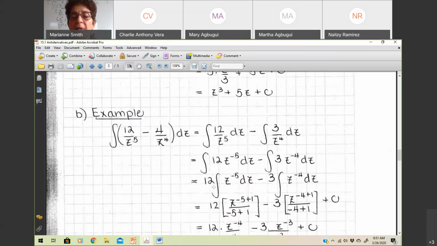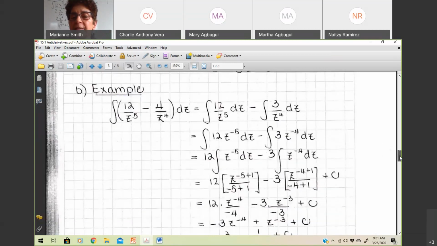Now I'm going to pull through the constants, so the 12 comes through the integral sign here, the 3 comes through the integral sign here, and now I'm in a position to use the power rule for integration on both of these. So I have z to the negative 5th. Now remember, I'm adding a 1, so the number is going to get less negative. Here's negative 5 plus 1. Then I have minus 3, and then I have z to the negative 4 plus 1 divided by negative 4 plus 1, and then add the constant of integration. This right here is the only calculus step that I'm doing. That's the only calculus step.